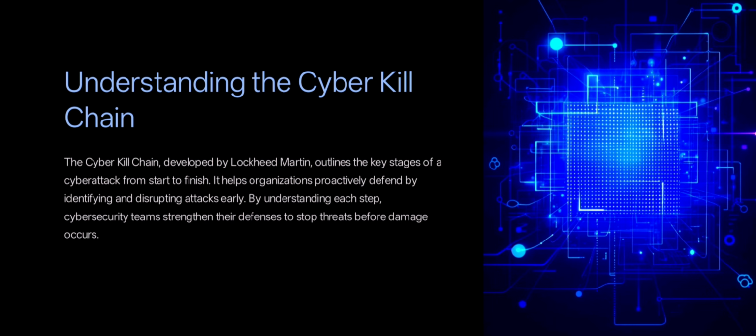3. Delivery. Definition: the weaponized payload is transmitted to the target via a chosen attack vector such as email, USB drive, or malicious website. Common delivery methods: phishing emails with malicious attachments or links, drive-by downloads from compromised websites, removable media, e.g., USB drives. Insider threats.